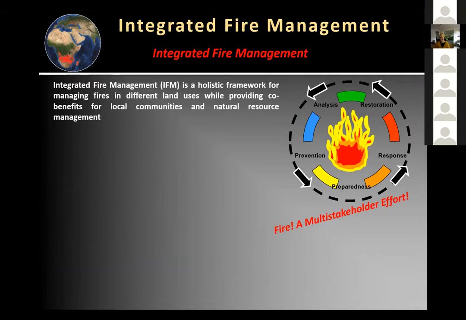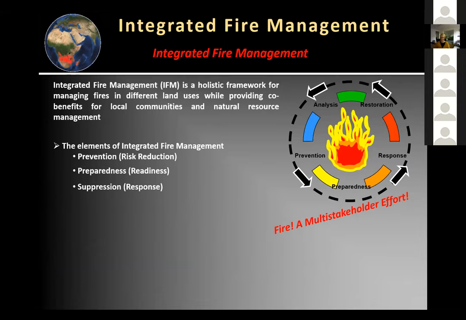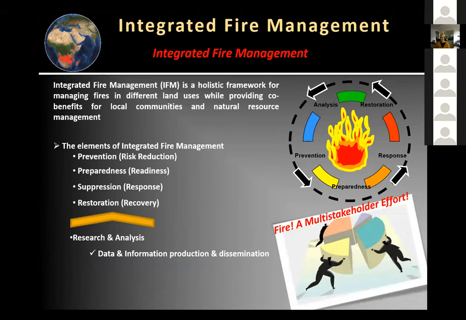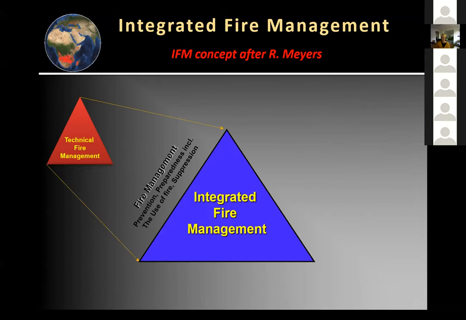So integrated fire management is a holistic framework for managing fires in different land uses while providing core benefits for local communities. And it is prevention, like I said, it is preparedness, it is suppression, and it is restoration, underpinned by research and analysis of the data, to then be used in a multi-stakeholder effort to successfully prevent unwanted fires, in which way and at which level ever has to be decided by the fire management stakeholders.